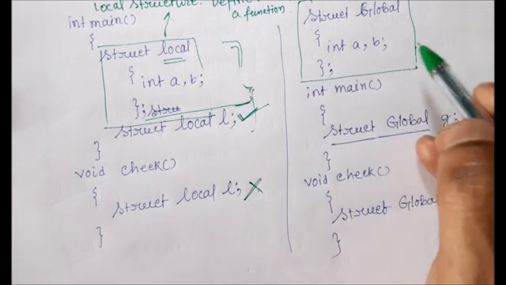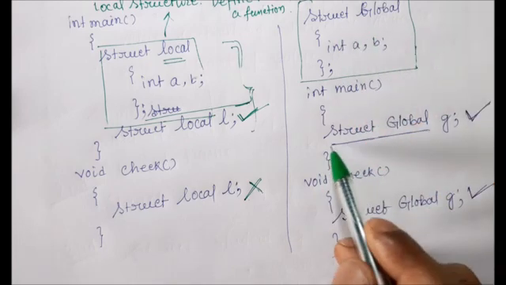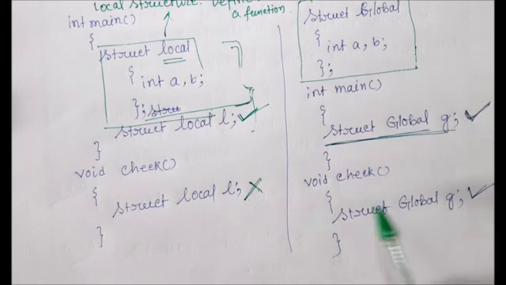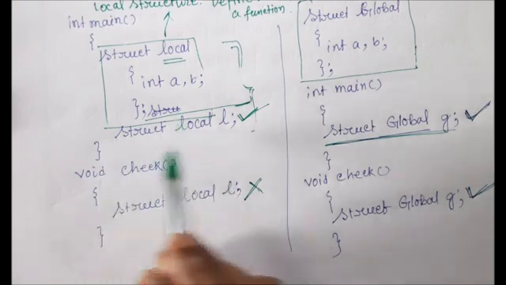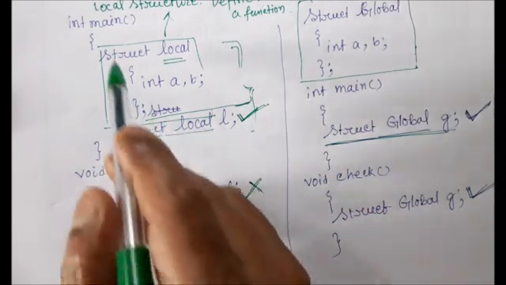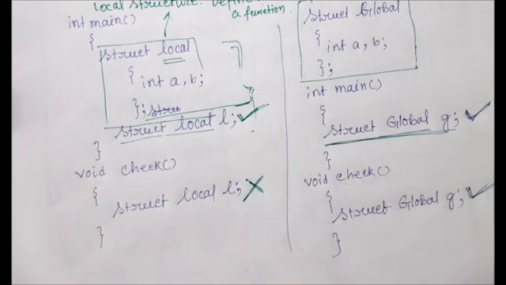So in this example, this is the declaration of global structure, and so we can declare the structure variable in the main function and also in the check function. But look at this, in this case we can only declare the structure variable within the main function. Outside of the main function we cannot declare it. It is an error. No such method or no such symbol has been found, we will get an error.